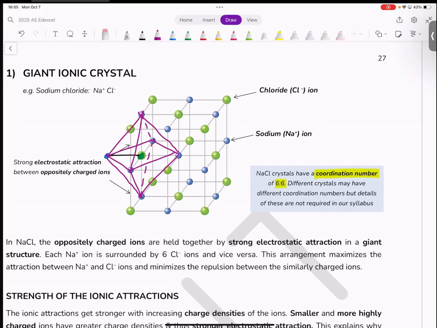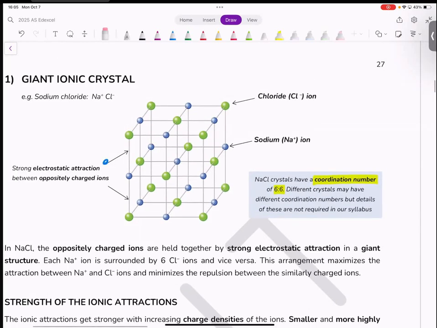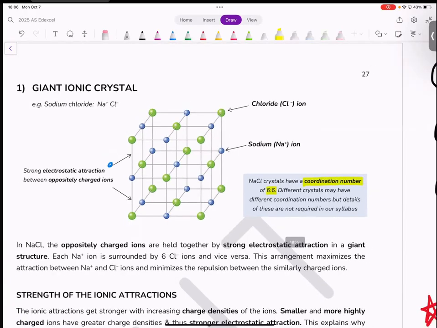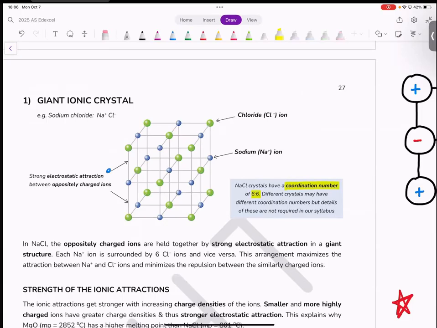You'll find this in your books. I'm just showing you so that you understand how to deal with it. But don't memorize anything here. Just follow my lead and write one extra thing down here. NaCl crystals have a coordination number of 6:6. Different crystals may have different coordination numbers, but details of these are not required in the syllabus. So you will come across the coordination number and the unit cell concept to a small extent. The only one I would write down here is CsCl, just a short comment there.